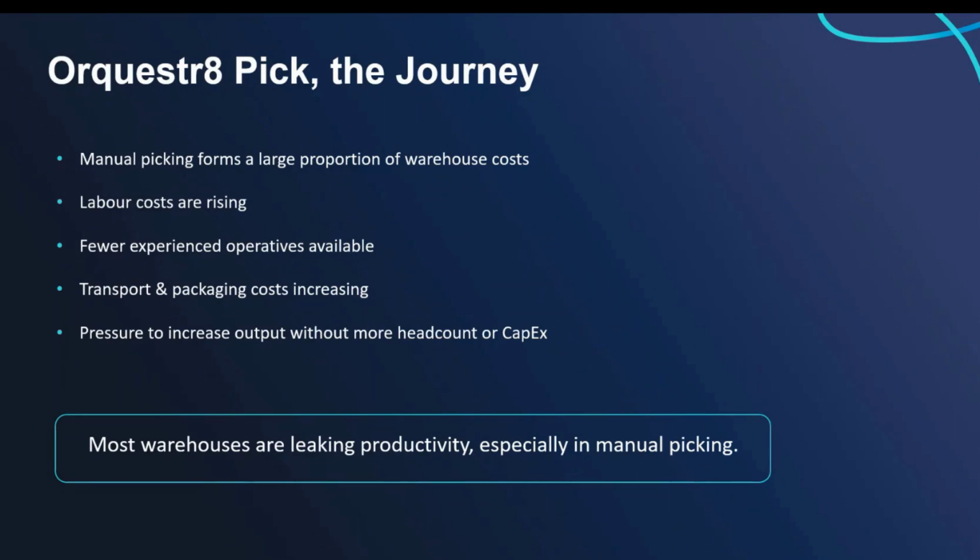Labour is scarce in some areas. There's more focus on sustainability for transport and packaging. And obviously, as always, pressure to increase the output with the same headcount. So we took all those things together and internally, with some very clever people, came up with this software that optimizes the manual picking in warehouses to address that end of the market where it's not high capex, high automation, and can fit to a range of warehouses.